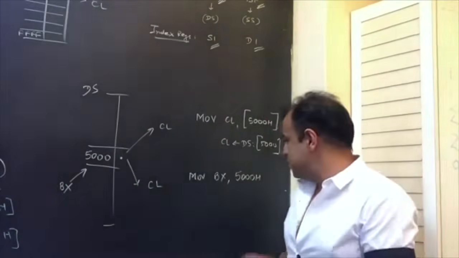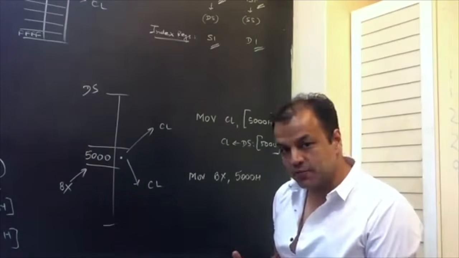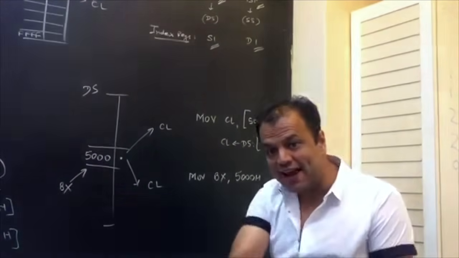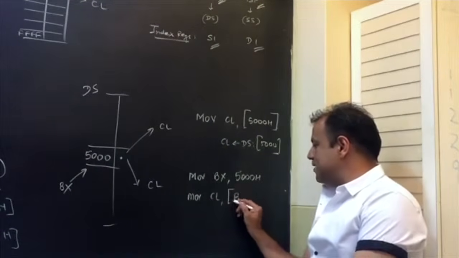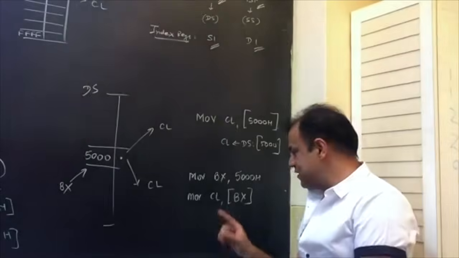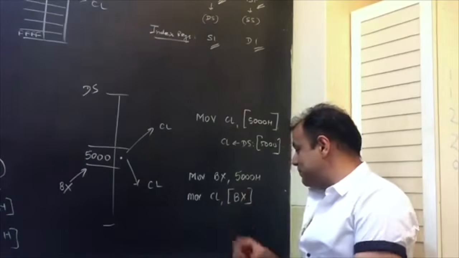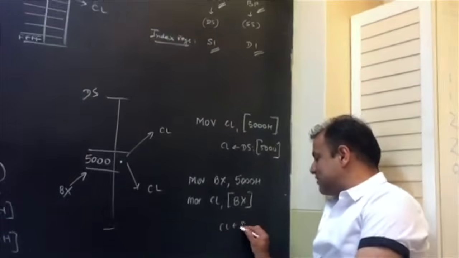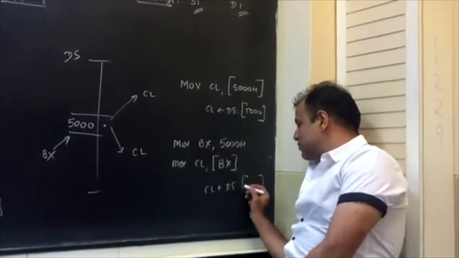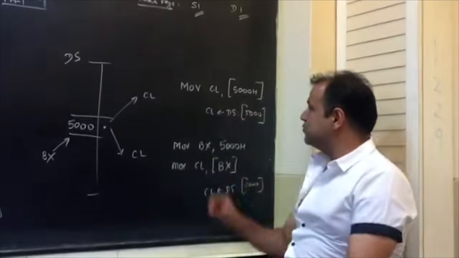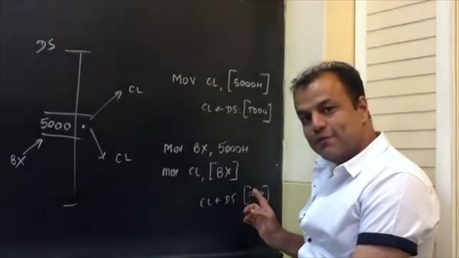Yes, in this instruction, 5000 is data. For BX, 5000 is data. We will use that as an address by writing move CL, comma, square bracket BX. When I write that, who gets the data? CL. From the data segment, from a location pointed by BX. Since BX is initialized with the value 5000, CL gets the data from location 5000. Here also CL got the data from 5000.